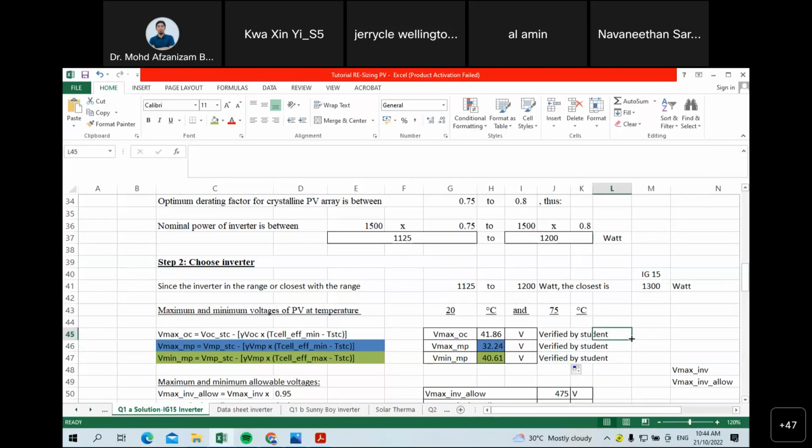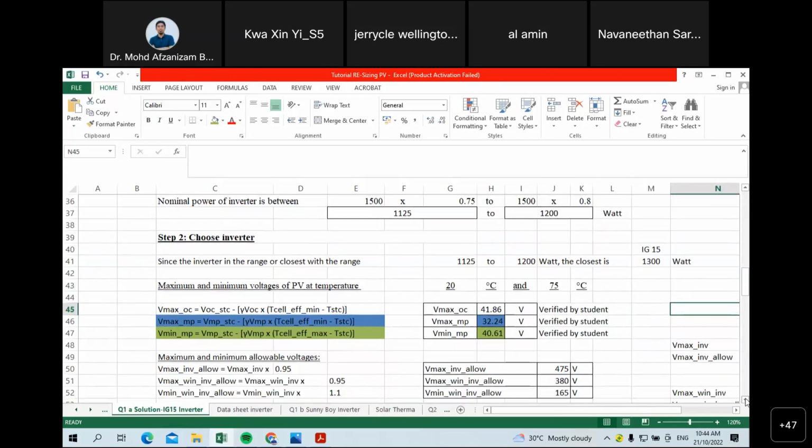Alright, so we go. So this idea, guys, just to give the data that we may refer to do the sizing for the optimum numbers of PV. In other words, Voc is 41.86, Vmax MP is 32.24, and Vmin MP is 40.61. Okay, verified by student, clear.